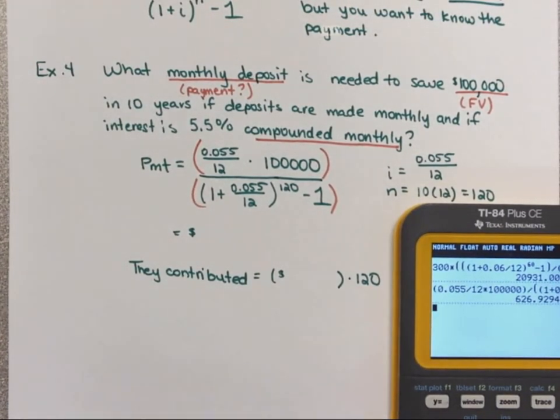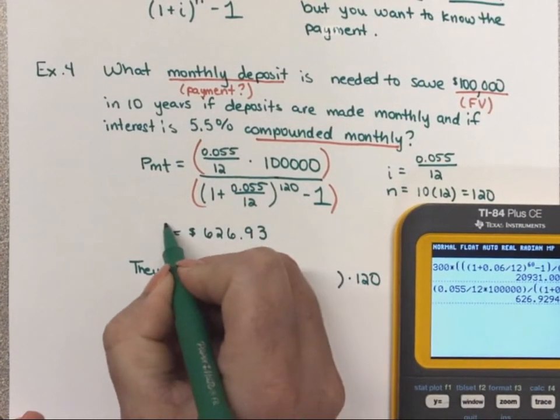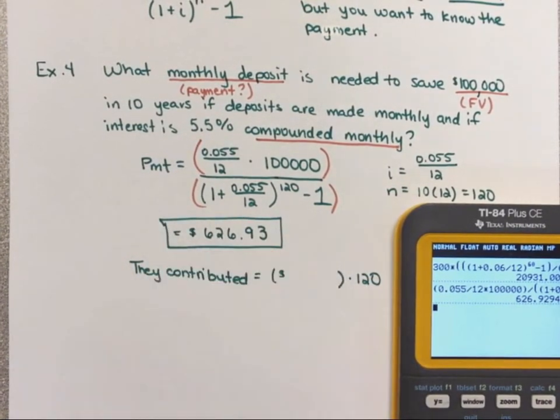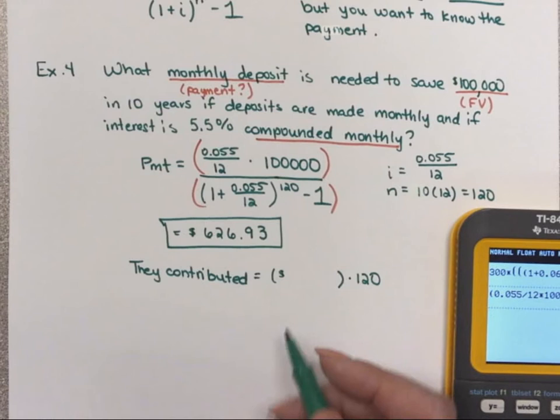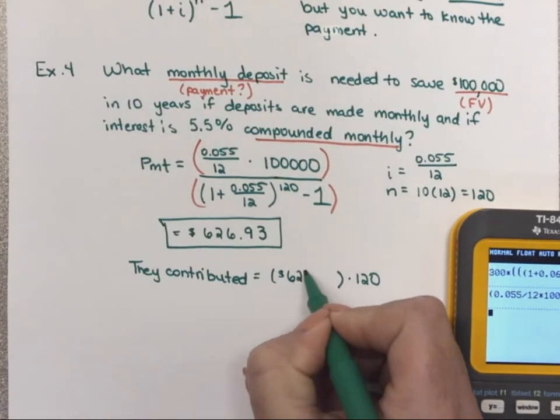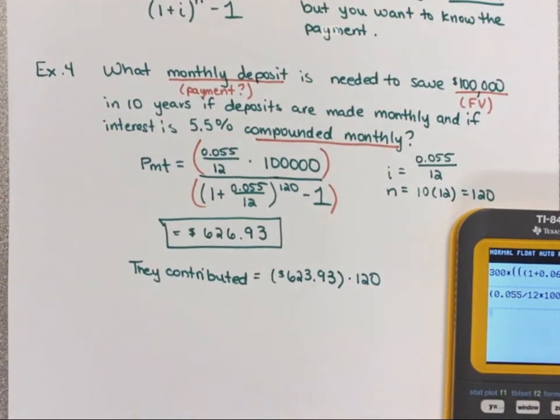I got about 626.93. Now, you should expect answers that are somewhat smaller. Why? We're not figuring a final big amount. We're figuring the monthly deposit payment required. So it shouldn't be like $60,000 a month. Nobody can do that. So $626 is still actually a pretty good chunk of savings. But you're trying to come up with $100,000 in 10 years, so you're going to have to save to be able to do that. So that amount's going to go there, and then let's figure out what it is.